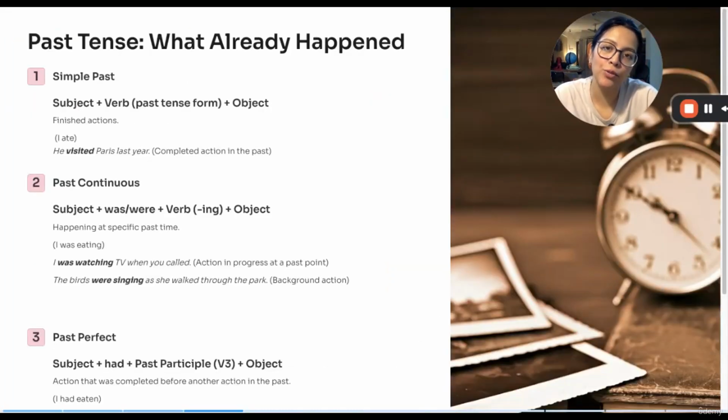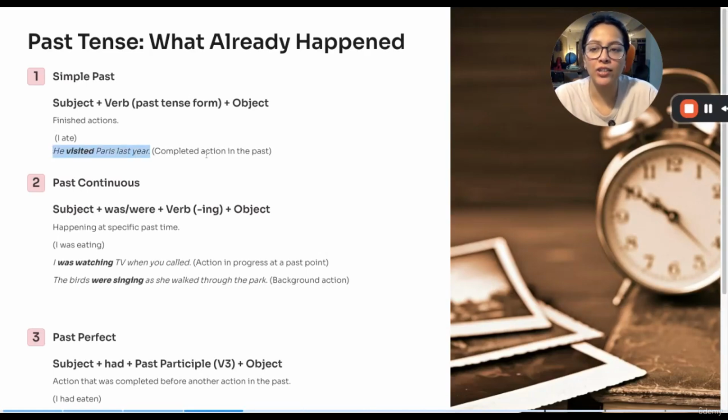Now let's talk about past tense. Past tense is used for something which already happened in the past. First one would be simple past. Again, the formula for this would be subject plus verb, but here the verb will be in past tense. What was walk or walks in simple present will be walked in simple past. Let us have a look. Simple past is not used for actions which are still lingering or ongoing or spilling onto your present.